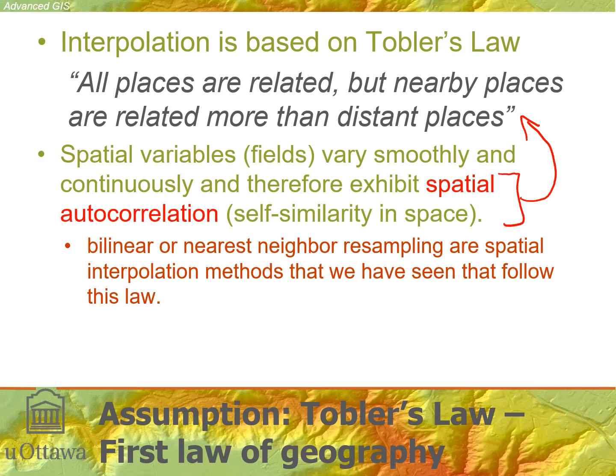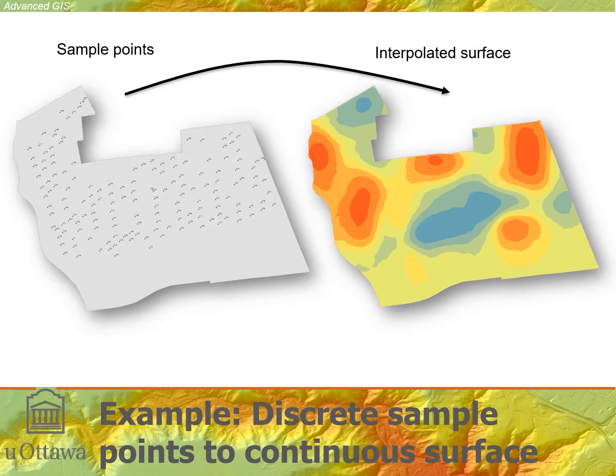And we've already used spatial interpolation when we looked at bilinear and nearest neighbor resampling. These are two types of interpolation to estimate a value at a location that has no value measured. In order to do that, we need to have interpolation. So here's an example, and we'll be using this data.